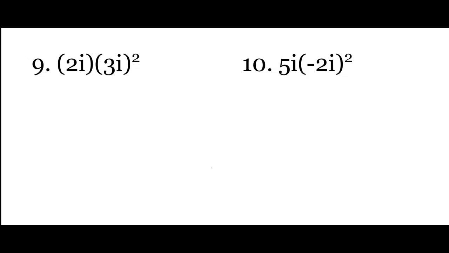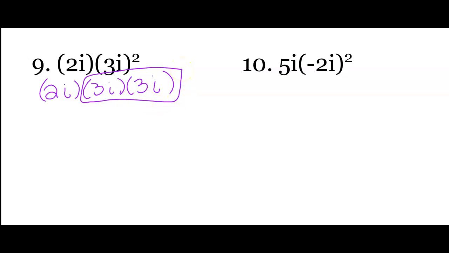So 2i times 3i squared. 3i squared is really like 3i times 3i. But if you did 2 times 3, wouldn't that also be? Nope. Because 2 times 3 is 6. For the final answer, you have to square the 3 and square the i. 3i squared is really 3i times 3i. 3 times 3 is 9, and i times i is i squared.